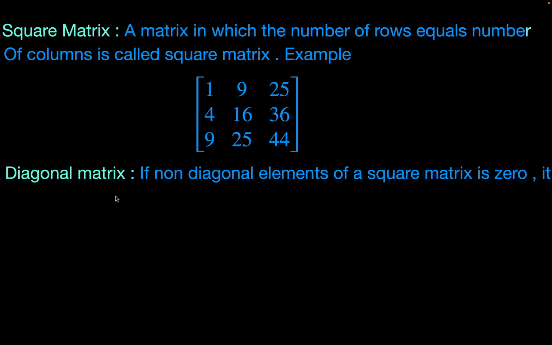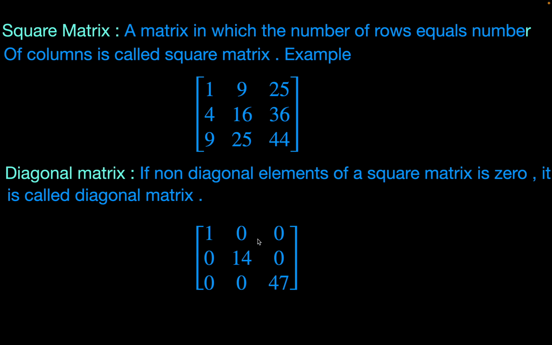Diagonal matrix. If the non-diagonal elements of a square matrix are 0, it is called a diagonal matrix. So this is a diagonal matrix. Its non-zero terms are along the diagonal and all non-diagonal terms are 0. So this is called a diagonal matrix.